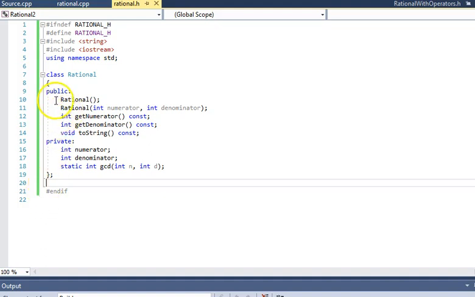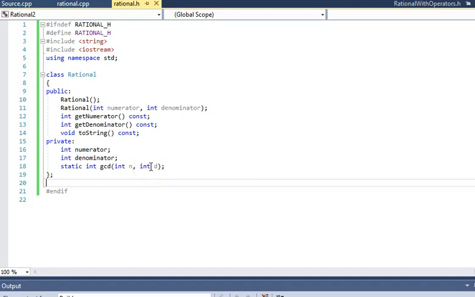The class has two constructors, a default constructor and a constructor with parameters, two functions, getNumerator and getDenominator, and a toString function that basically prints the rational number. Private data members, I have numerator, of course, and denominator, both of them integers, and also a function GCD that finds the greatest common divisor of two numbers, two of its parameters.